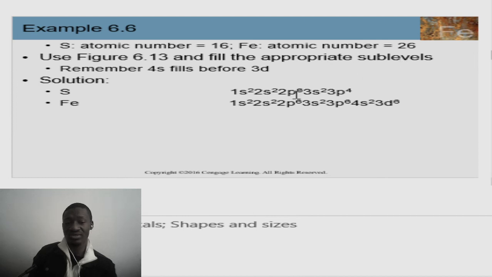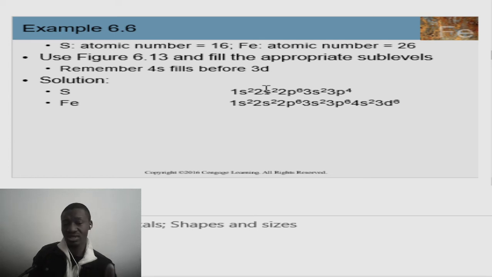So you now start filling. 1s, which has to be 2, 2s, which has to be 2, 2p, which has to be 6. When you total up, that's 10 already, so you need 6 more. So 3s, which is 2, and 3p, which is 4. You have gotten your 16. For iron, you just continue on. Instead of 3p being 4, the total number is 6, and then you have 4s2 and then 3d6.